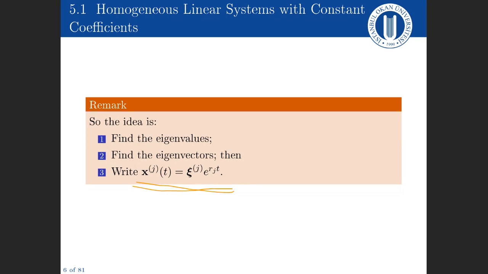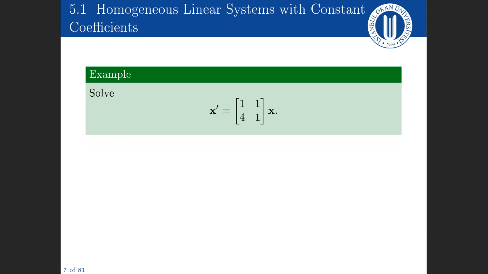Let's look at an example. Solve x prime is equal to the matrix [1 1; 4 1] times x. First, we're going to find the eigenvalues, then we're going to find the eigenvectors, and then our functions are going to be eigenvector e to the power eigenvalue t. I trust that you know how to find eigenvalues. This example, I'm going to go through the details, but future examples, I'm just going to be telling you the eigenvalues and the eigenvectors.